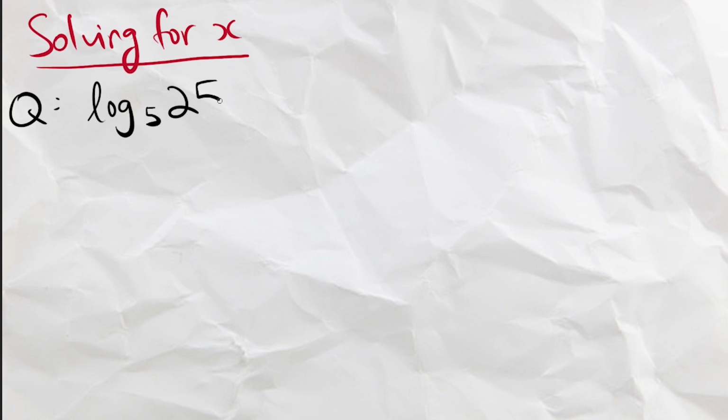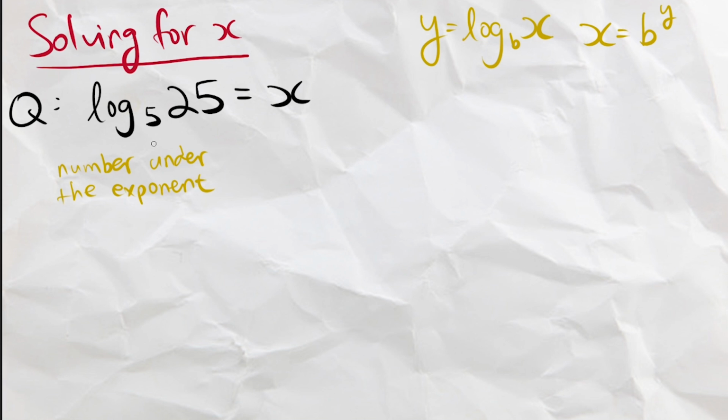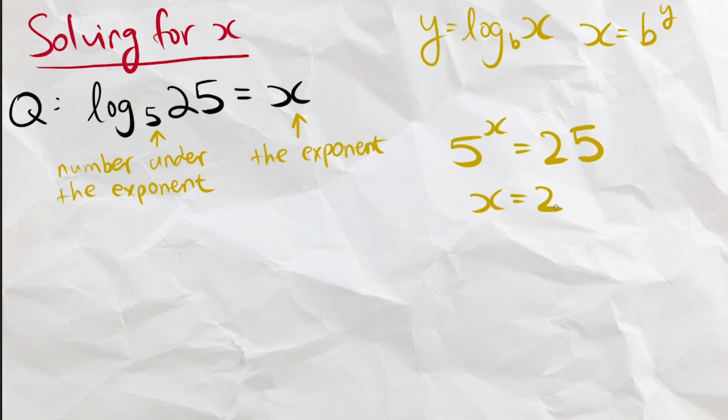Alright, now let's go over solving for some x's in those expressions. For example, let's say I want you to find what log base 5 of 25 equals. According to the definition, we know that the base of the log is the number under the exponent, and the exponent is what we are trying to find. So, 5 to the power of what equals 25? It will simply just be 2.